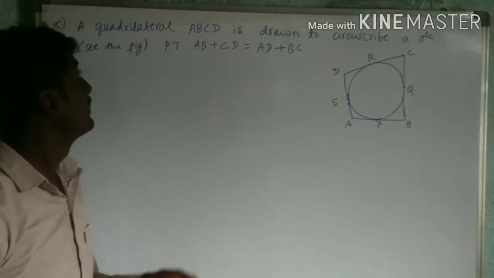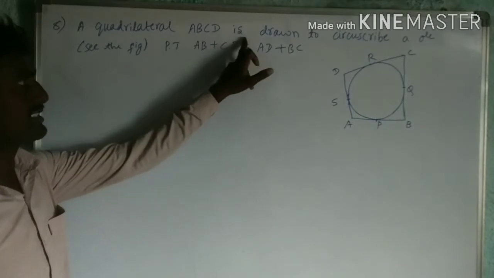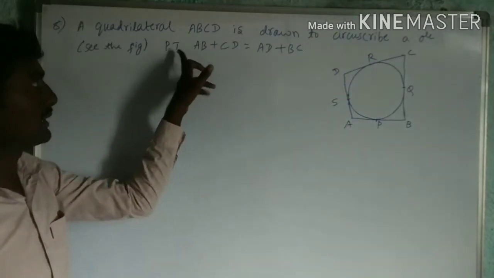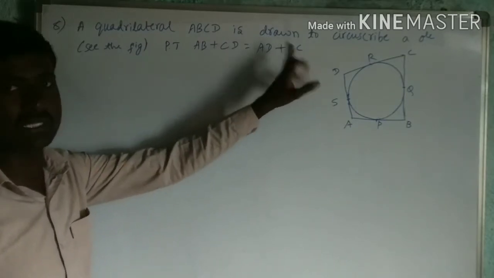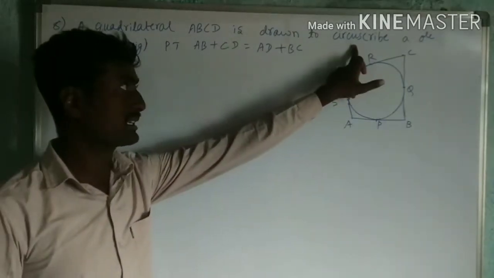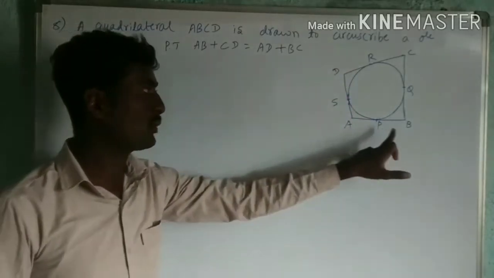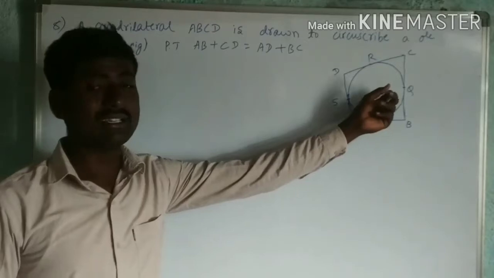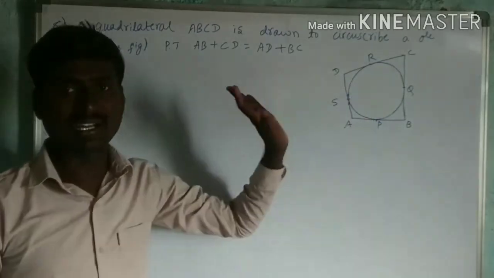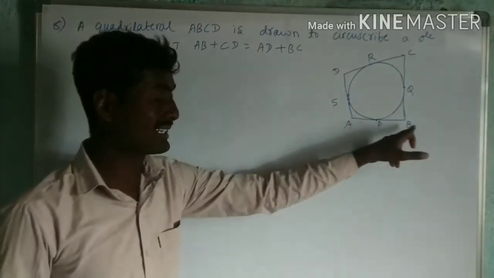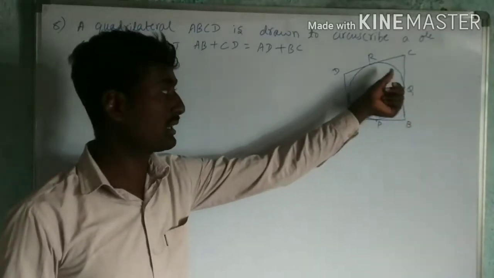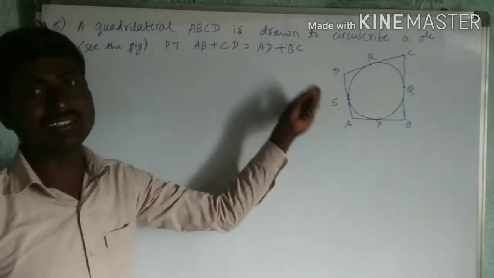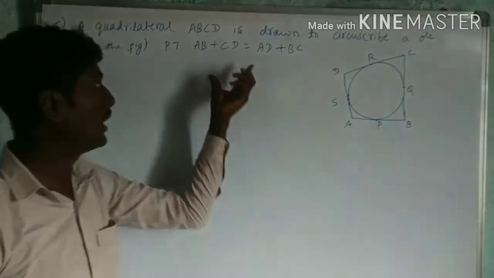Next, 8th question. A quadrilateral ABCD is drawn to circumscribe a circle. Prove that AB plus CD is equal to AD plus BC. Here is the word circumscribe. We have to draw a quadrilateral such that the circle is inside the quadrilateral. That is, the quadrilateral circumscribes a circle, which means the circle is inside the quadrilateral. We have to prove this.